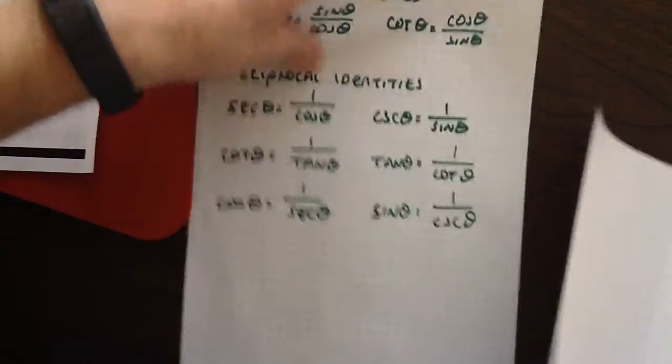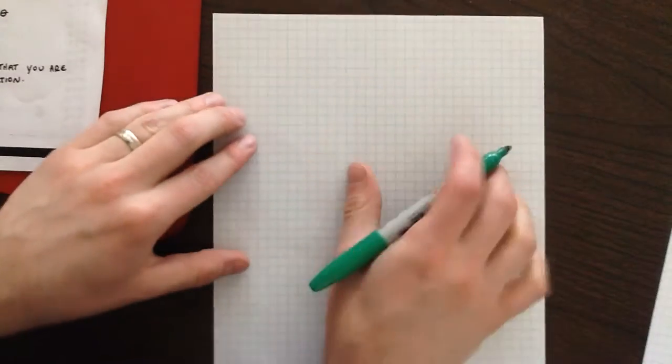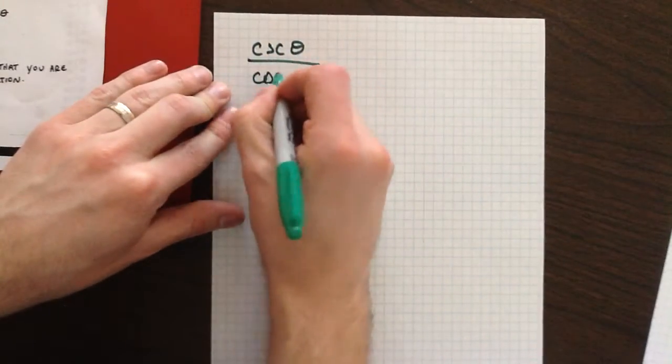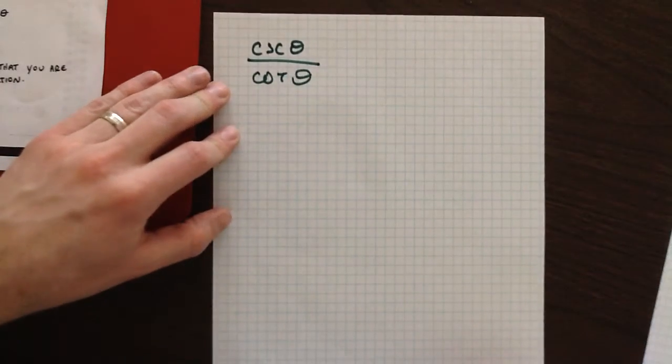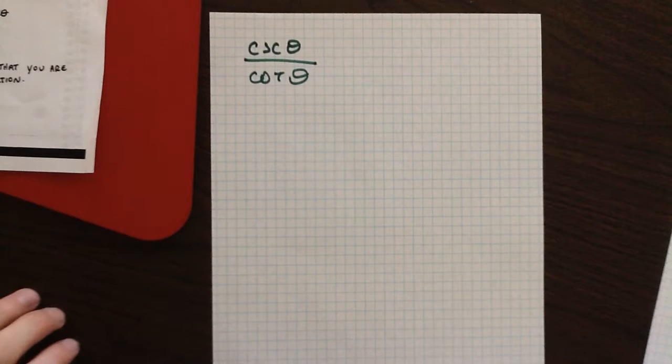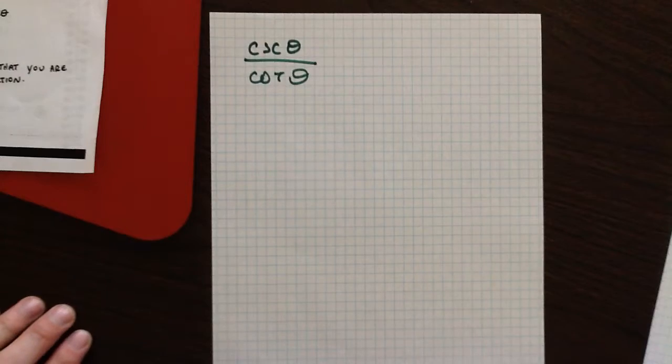So let's take a look at something. We have the expression cosecant divided by cotangent. Can we take this, reduce it down, simplify it to just one expression where there's no division, no multiplication, no addition, no subtraction? We want to take this and make it as simple as possible. Any initial thoughts?